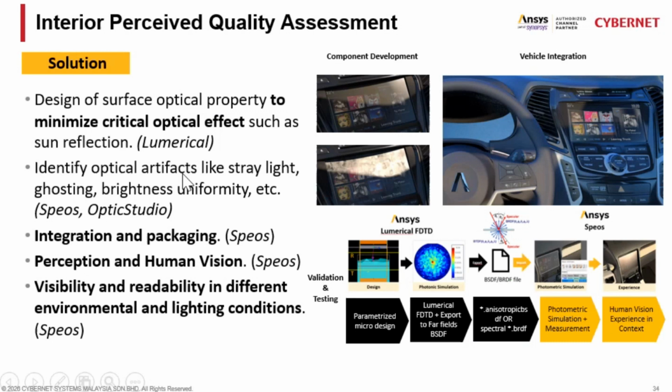So this is the analysis for the film design or surface property. We can also identify the stray light, the ghosting, and the brightness uniformity inside Speos. Finally, we input all these files into Speos, the geometric and optical properties, and also the material for the surroundings. We can simulate the entire system like this photo. This illustration is also with human vision, so it shows how our eyes see this when the sunlight flashes on this part.